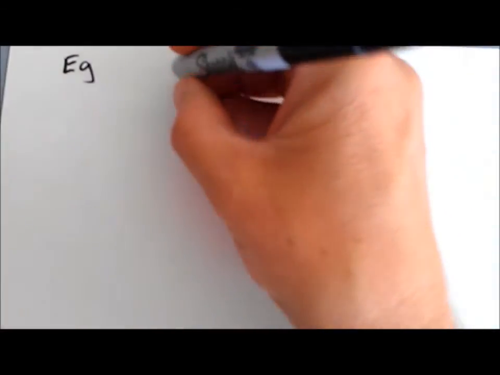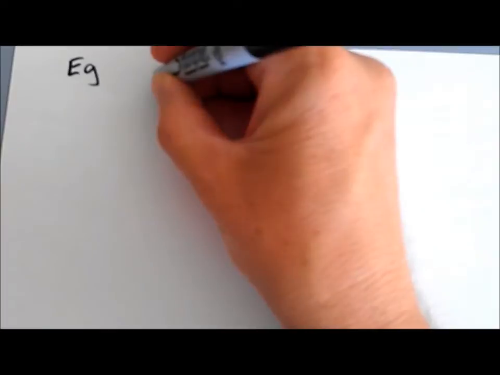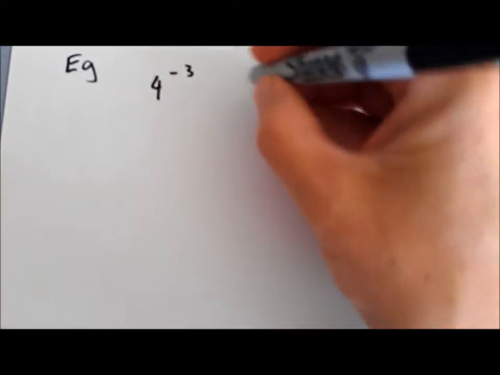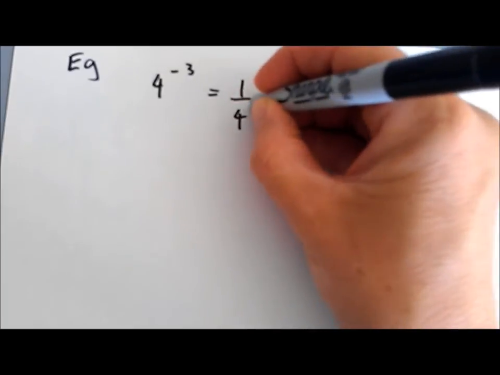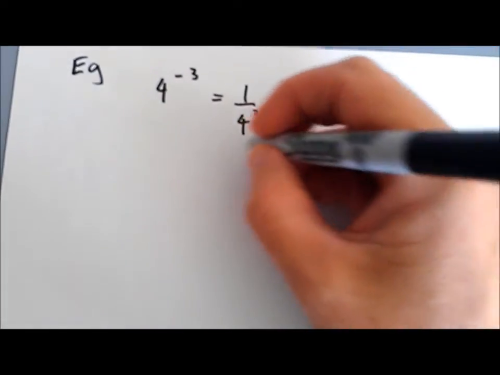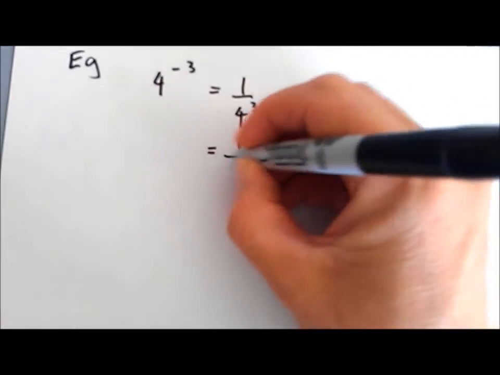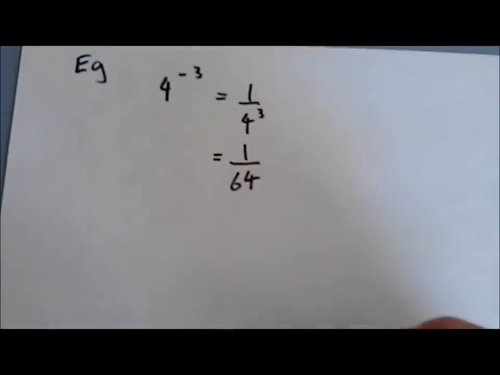Let's just have a quick look at an example of those negative indices in action. So let's just take 4 to the negative 3. That would simply be press the button, change floors, 1 over 4 cubed. And then 1 over 4 cubed I could write as 1 over 64.